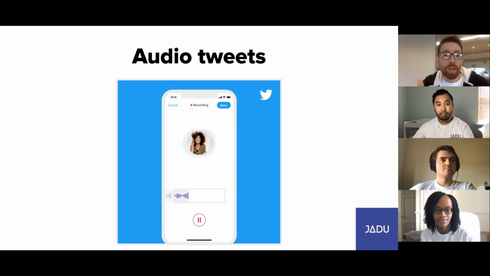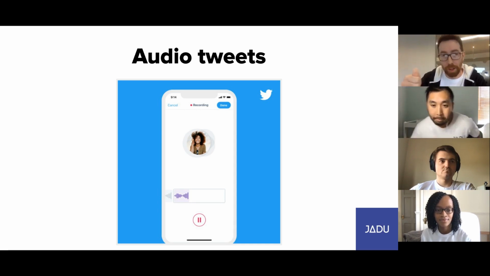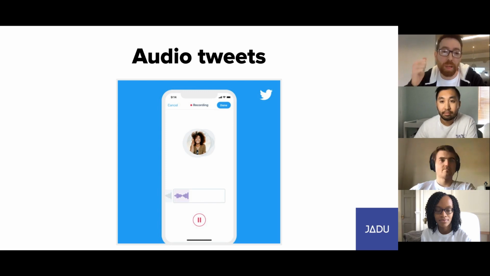So audio tweets. I don't know if anybody has heard of this piece of functionality. This is something that went live on Twitter a few weeks ago. It was similar to if you use WhatsApp, you can hit the microphone and send a voice recording. So it's a similar sort of concept for tweets. You hit record, make a little spiel, and then hit send, and your audio tweet would go out there.